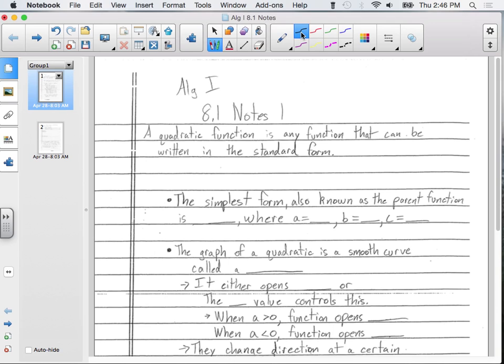Now, what makes something quadratic? Well, so quadratic means degree 2. So when we're dealing with quadratic functions, it's going to be a function that is going to be degree 2. And a quadratic function is any function that can be written in the standard form ax squared plus bx plus c.